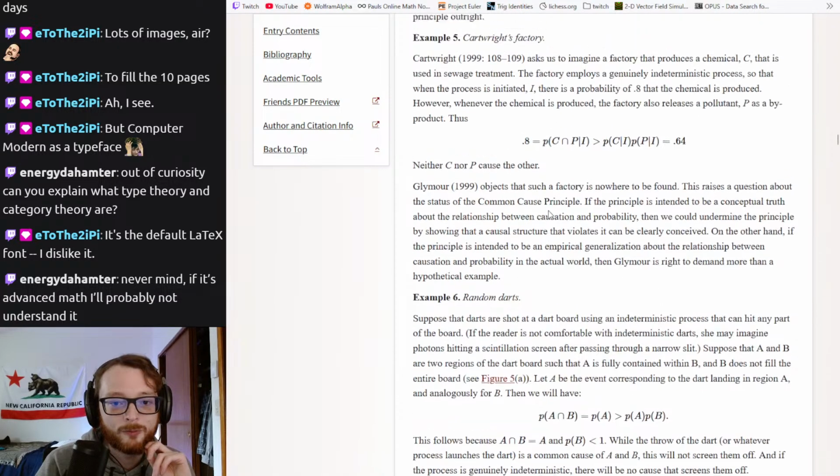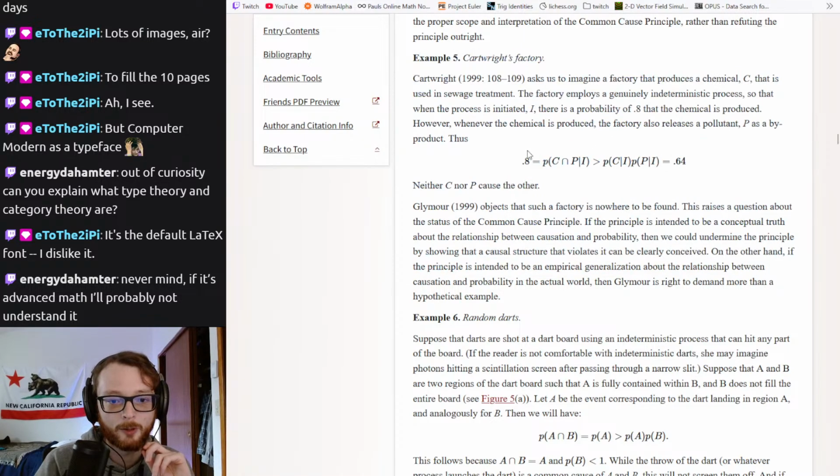So I'll maybe read through this counterexample here, and then I might want to go back to doing my report. A factory employs a genuinely indeterministic process. The process initiated I has a probability of 0.8 that the chemical is produced. Okay. Whenever the chemical is produced, the factory releases a pollutant P as a byproduct. Thus, 0.8 is equal to the probability of chemical and pollutant given initiation.